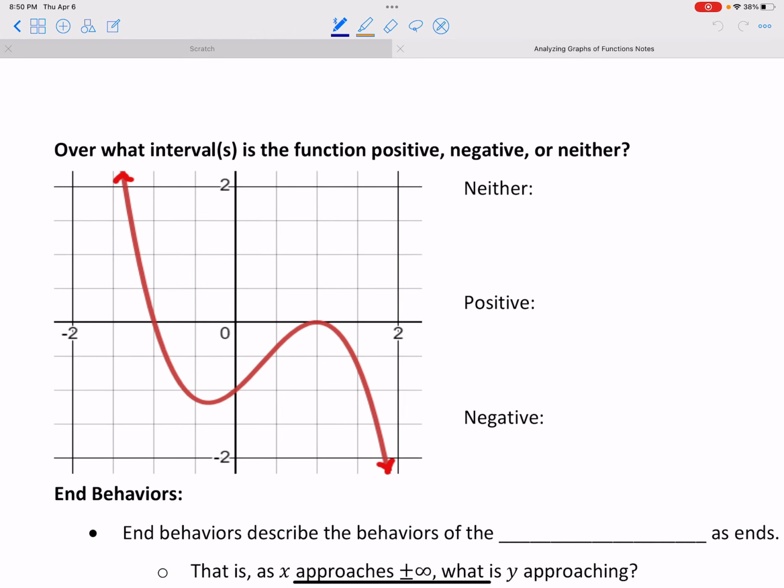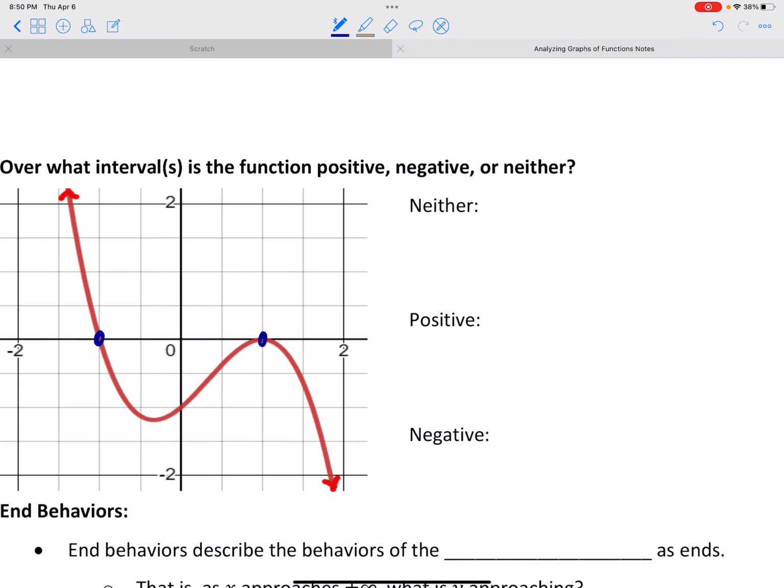Again, trying to identify where we're positive, negative, or neither. So we're going to start with the neither. A graph or a function will not be positive or negative if the output is 0. So outputs of 0, again, would be our x-intercept. So I can see it crossing the x-axis here. I can see it touching the x-axis here. At those 2 points, our output being 0 means we're not positive or negative. So we are neither positive nor negative at 2 coordinates.